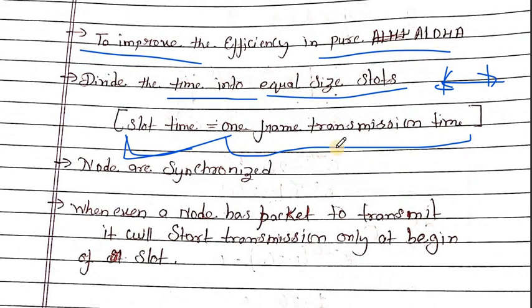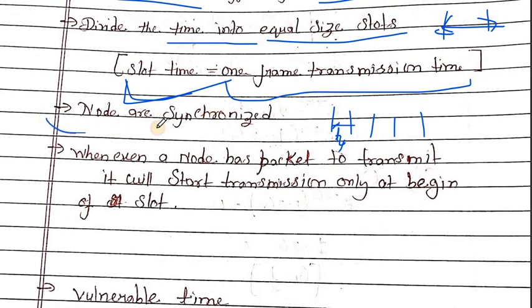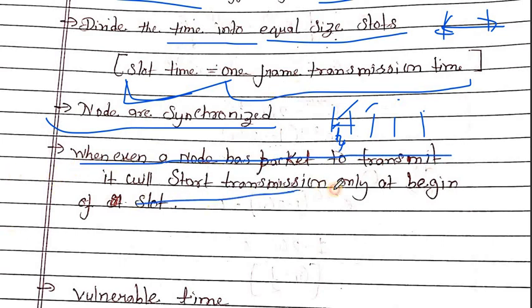Here the time is divided into multiple slots. Each slot size is T of x, where T of x means the transmission delay of the packet. Here all nodes are synchronized with each other. So when a node has a packet to transmit, it will transmit only at the beginning of a slot. Here we see there are multiple slots.